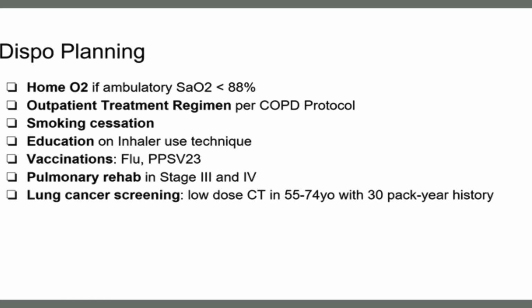So after we've been treating the patient, pretty straightforward, with bronchodilators, antibiotics, steroids, and oxygen support if they need it, we need a plan for dispo planning. Do they need home oxygen? Do they need changes to their outpatient treatment regimen? Smoking cessation is important. Education on inhaler use technique, making sure they're using it, is important.